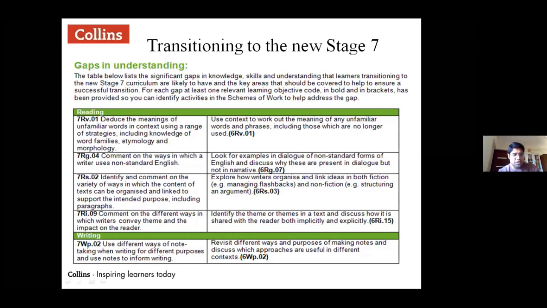Comment on the ways in which a writer uses non-standard English. Maybe the writer has not used very high-flown language or very standard English, but uses non-standard English. So how do you comment on that? So there's a commentary section. Again, you're talking about the effect produced and the commentary on the usage of words and language, the linguistic and the literary devices. Look for examples in dialogue of non-standard forms of English. Of course, when there is some kind of narrative, if there is some kind of story, there's a non-standard form of English. So discuss why these are present in dialogue and not in a narrative.